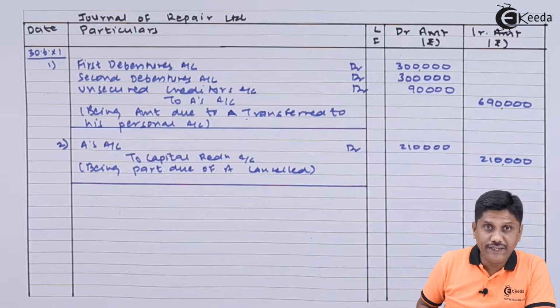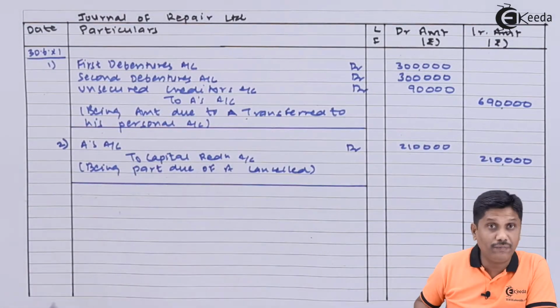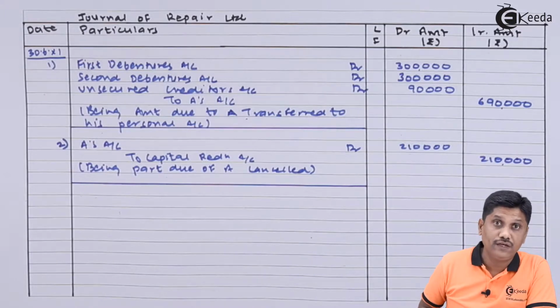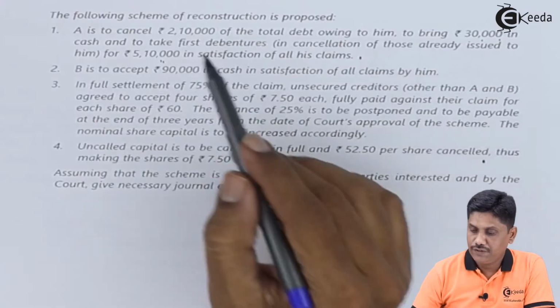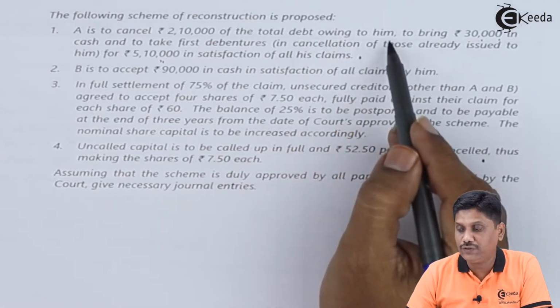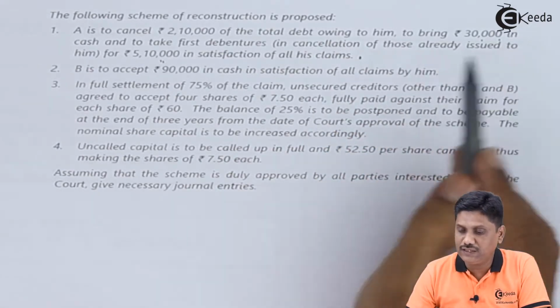Friends, I have passed the entry. A's account debit to capital reduction account, being part debt of A is cancelled. Let's read the next statement. A is to cancel 2,10,000 of his total debt owing to him and to bring 30,000 cash.